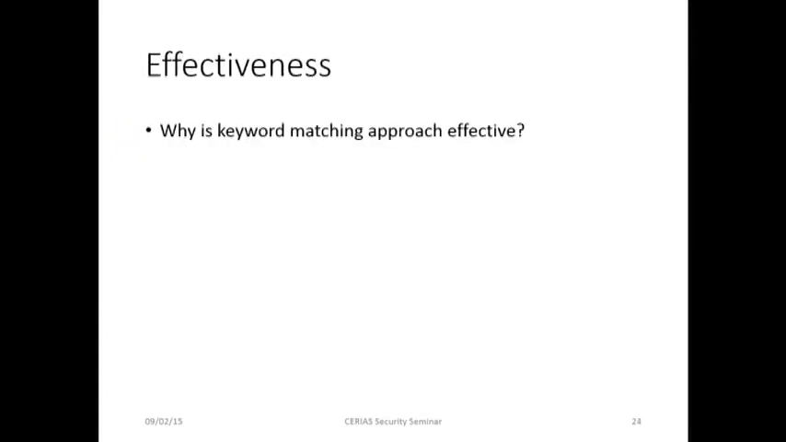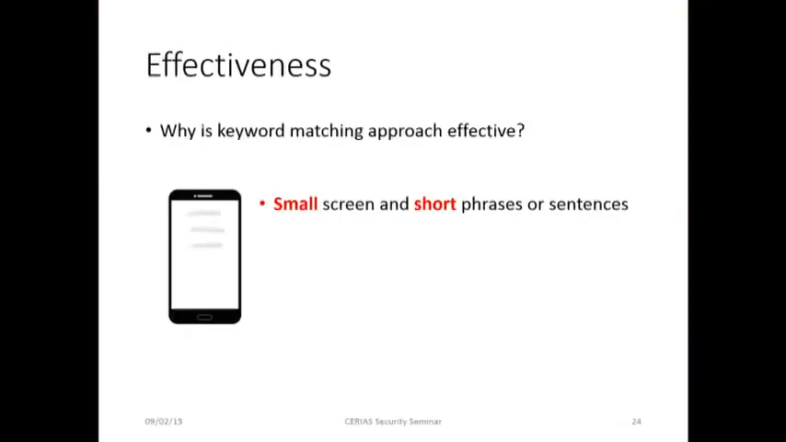You may want to ask, why is it effective to use this simple keyword matching approach? It is effective because smartphone screens are usually small and the phrases or the sentences are usually short. And we find out the most relevant text label and we only analyze the text in that label instead of analyzing many labels.